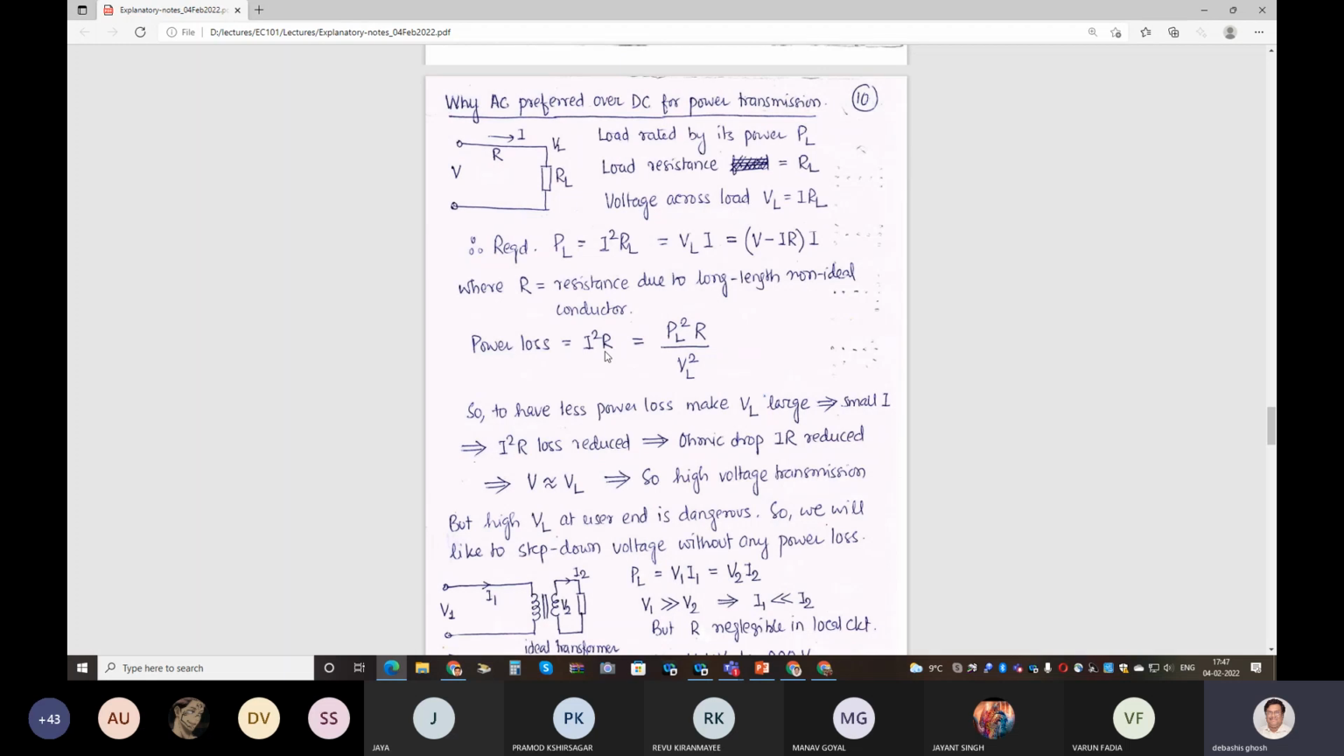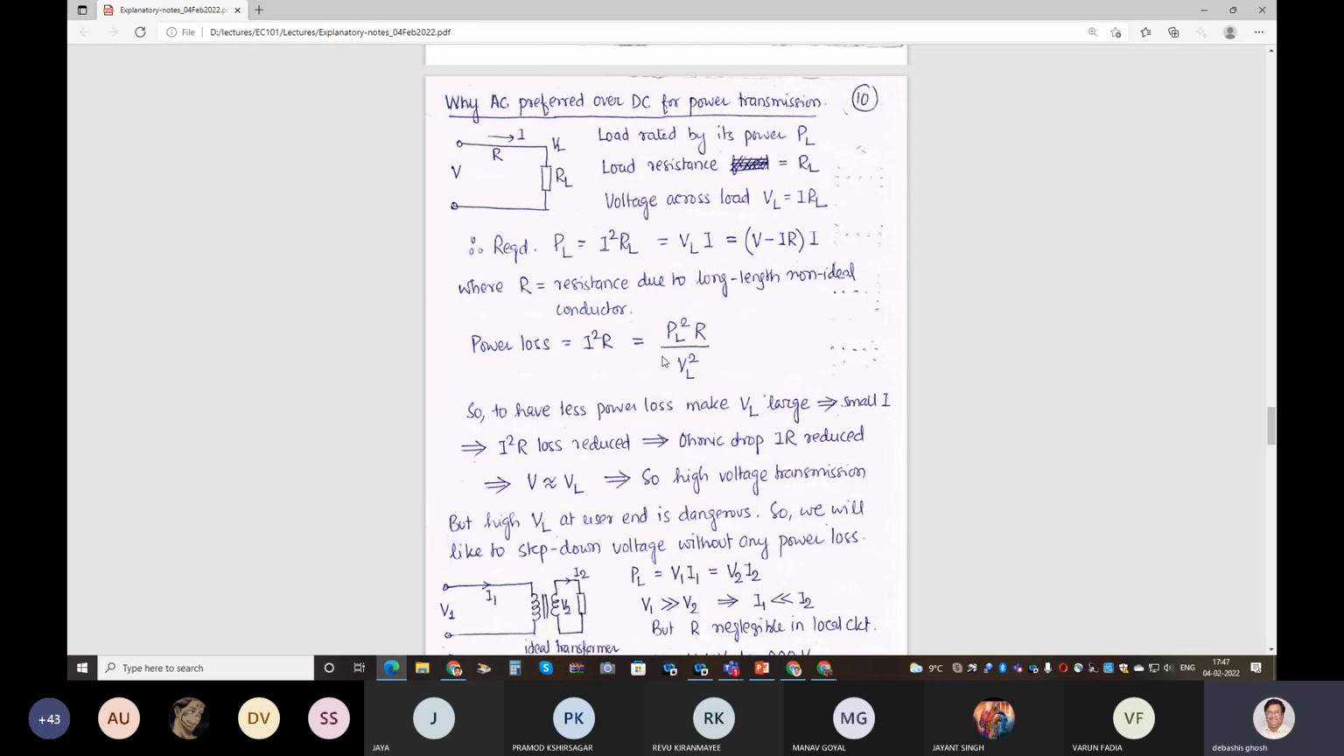So that is another problem. Given the conductor already laid down, using that conductor with the particular R already known to you, in order to reduce my power, I can go for lowering I. That is the only way I can do it. So if I want to lower down my I, then this is the only way.